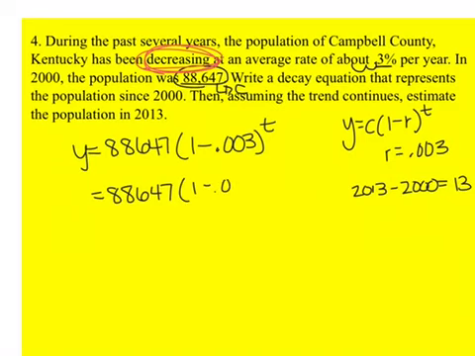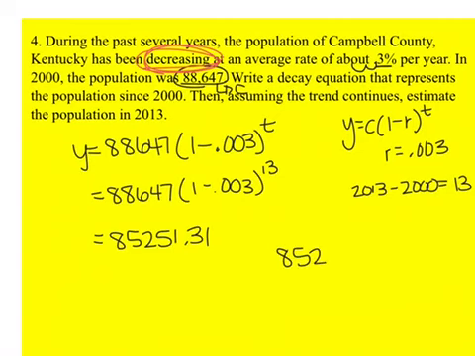1 minus 0.003, all to the 13. When I plug that into my calculator, I get 85,251.31. Remember, we're talking about a population, so we can't have 0.31 of a person, so we want to round that up to the nearest whole person. So I get 85,252 people.